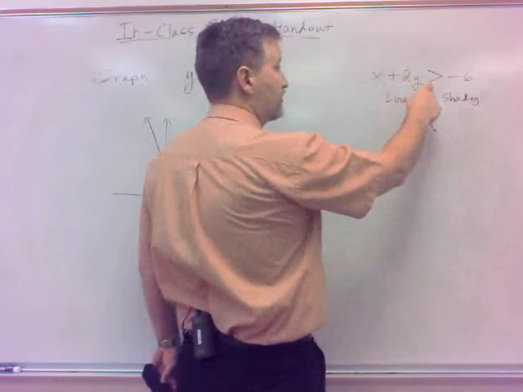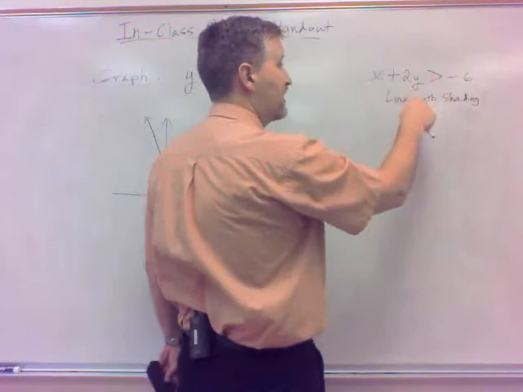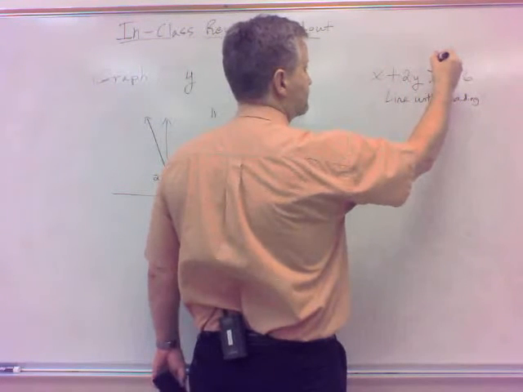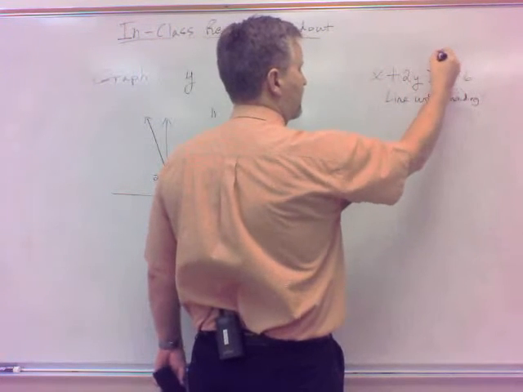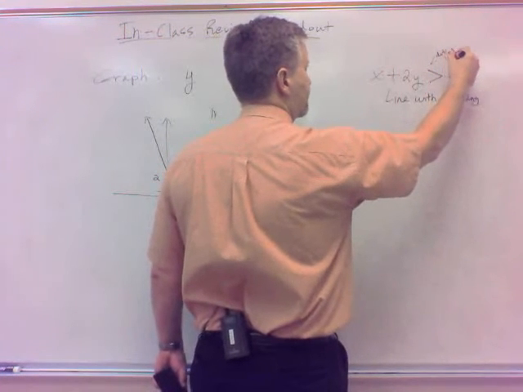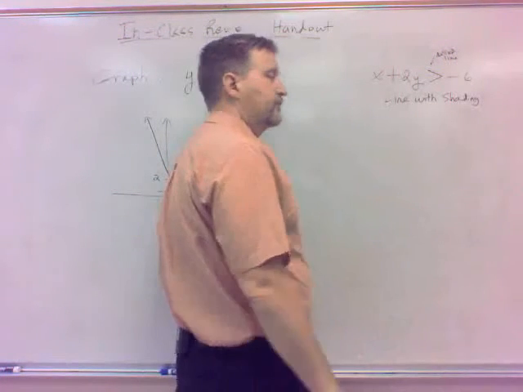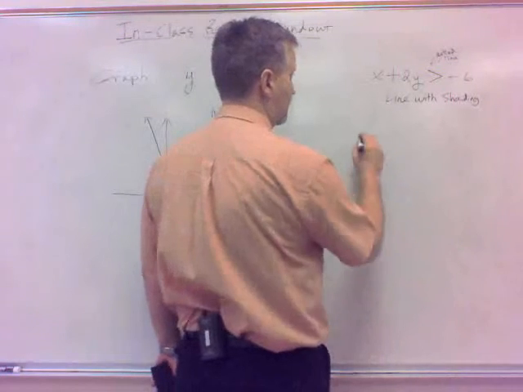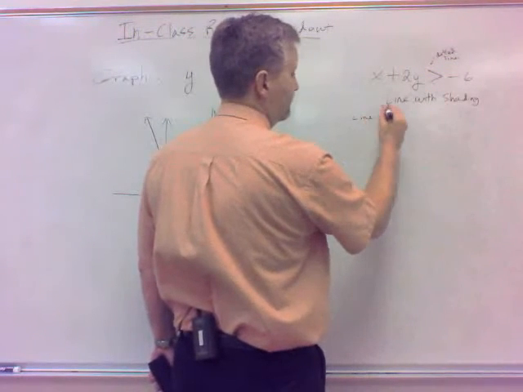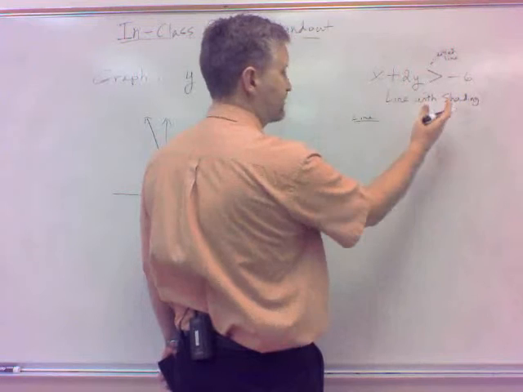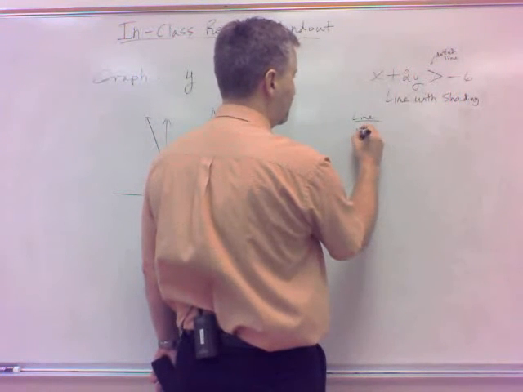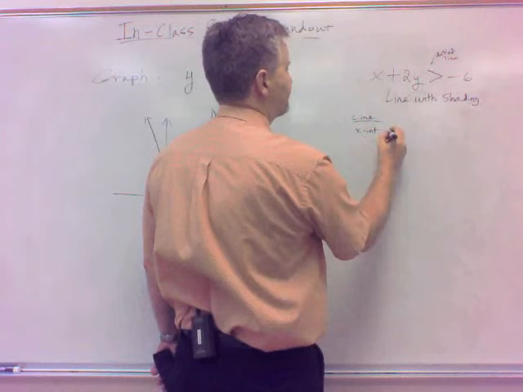Remember, without the equal to part means the line's going to be dotted. If you don't have the equal to part, that means you're going to have a dotted line. If it has an equal to part, it is a solid line. Okay. So get the line here. You can do your x-intercept thing. You can do the y equals mx plus b thing. I like the x-intercept thing here. Let's just do that again.